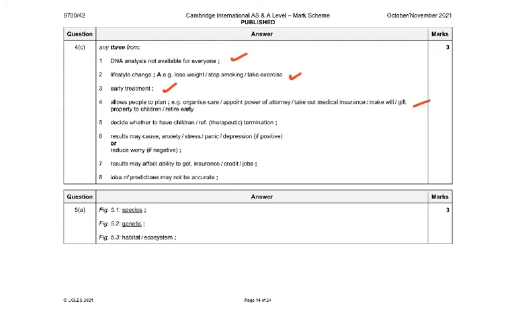Results may cause anxiety or stress, or you can say the other way around, will reduce the worry if you know you have nothing to worry about. Results may affect ability to get insurance or credit or jobs. Predictions may not be accurate. Yes, this is not some sort of a very foolproof test, and maybe in the years to come they realized they were making some wrong predictions.